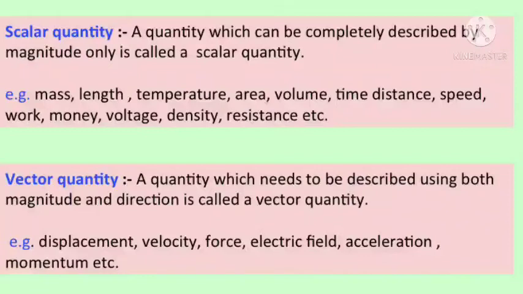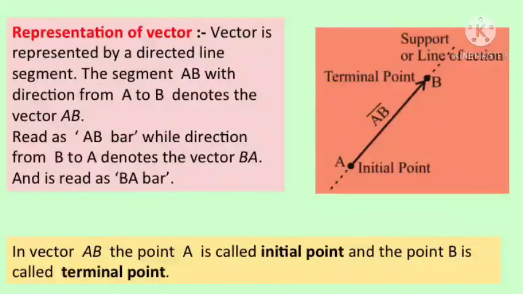So if there is a displacement, in which direction the displacement is, that is very important. Now when we talk about distance, it is just the distance covered, and direction is not important. So distance becomes a scalar quantity and displacement becomes a vector quantity.